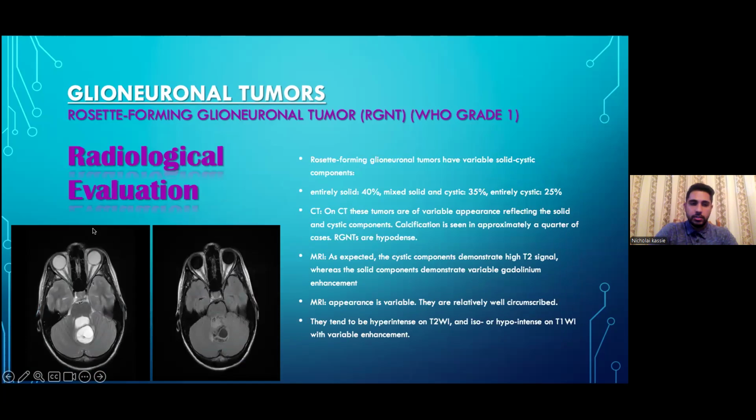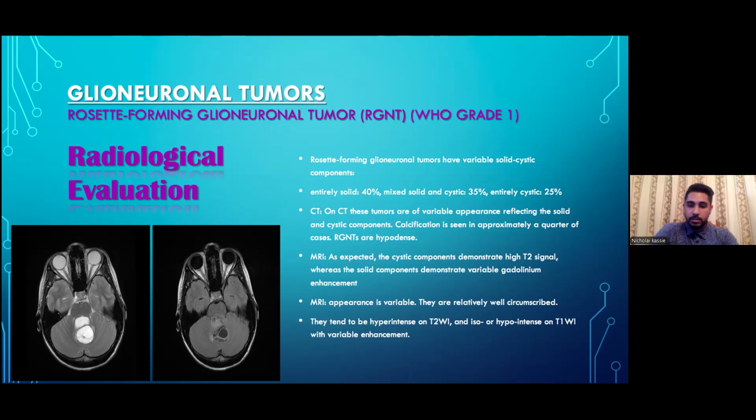In terms of radiological evaluation for these types of tumors, they usually tend to present as solid cystic components. When they are entirely solid, it's around 40%. The mixed solid and cystic presents as 35% of cases, and entirely cystic, 25% of cases. On CT, these tumors are of variable appearances reflecting the solid and cystic components. Calcifications are seen in approximately 25% of cases, and these are usually hypodense. On MRI, as expected, the cystic components demonstrate a high T2 signal, whereas the solid components demonstrate a variable gadolinium enhancement.